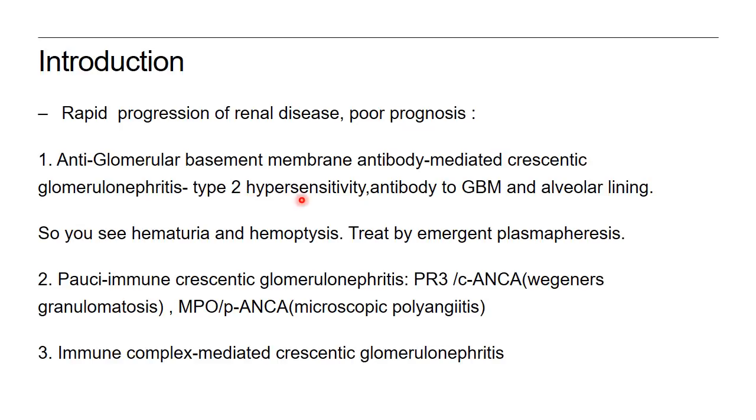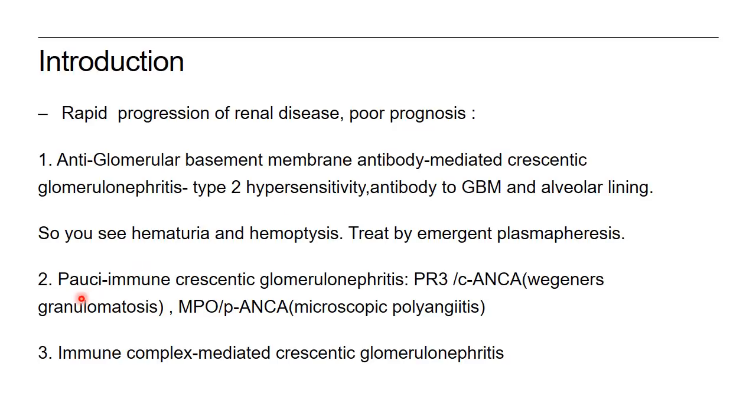The same antibodies also react against the alveolar lining. So these patients can present with hemoptysis along with hematuria. This is a constellation of pulmonary renal syndromes. So you see hematuria and hemoptysis, and these are treated pretty emergently with plasmapheresis. We are trying to take out all these antibodies as quickly as possible.